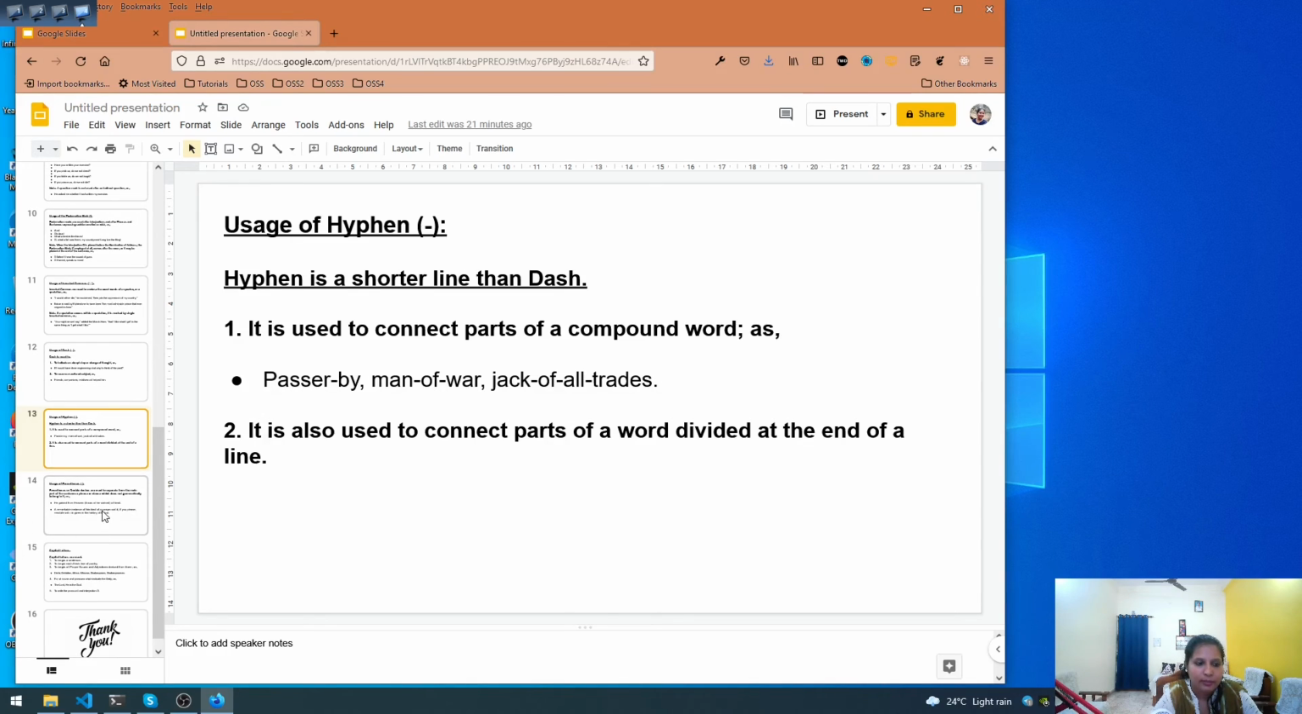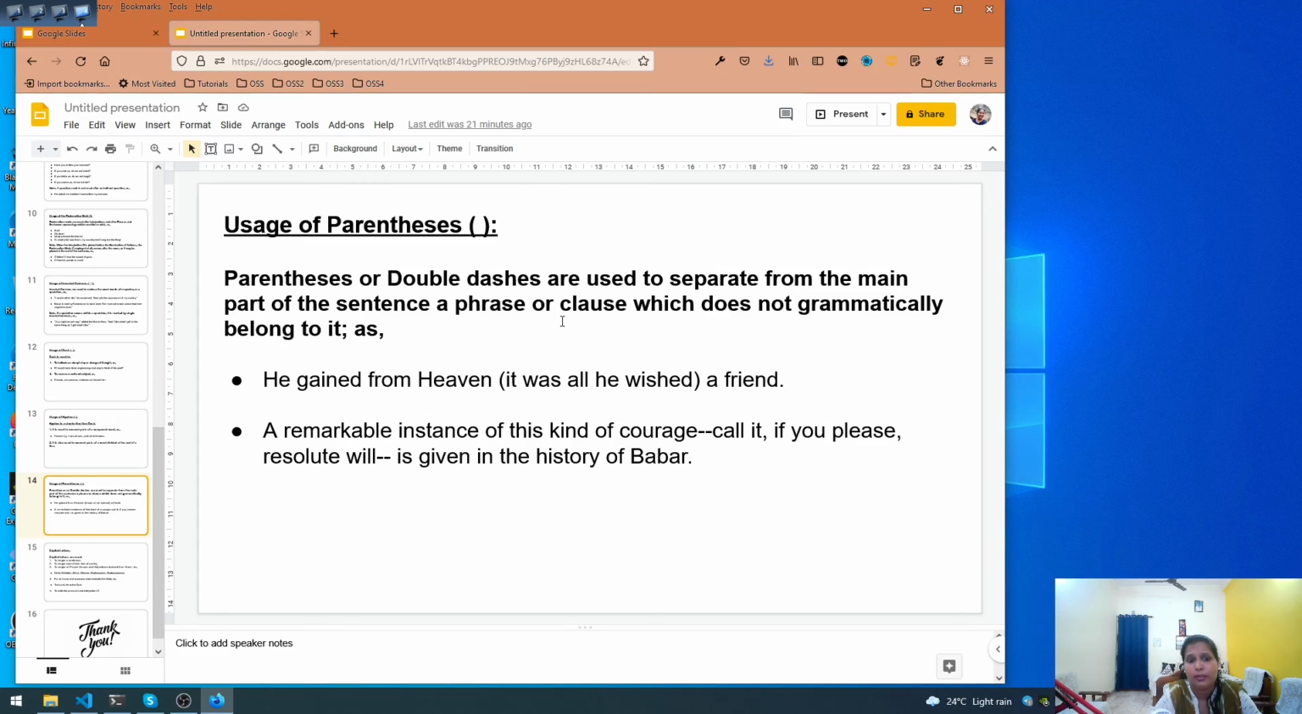And then usage of parenthesis. Parenthesis means brackets. Parenthesis or double dashes are used to separate. So in case you are not using parenthesis, you can put double dashes as well. Double dashes are used to separate from the main part of the sentence. When you are writing a sentence and you want to also write something different, in that case you can use parenthesis.